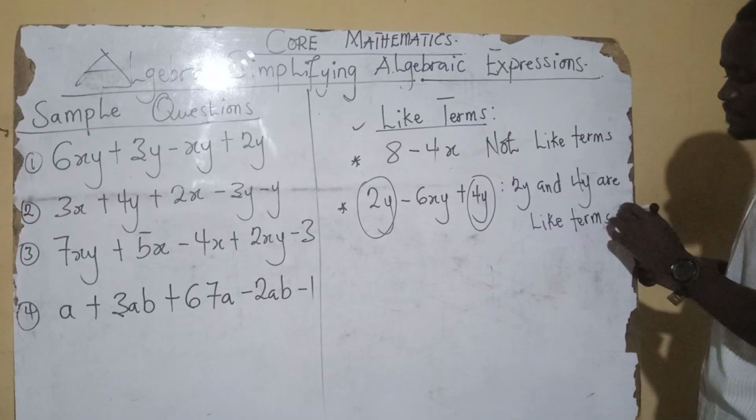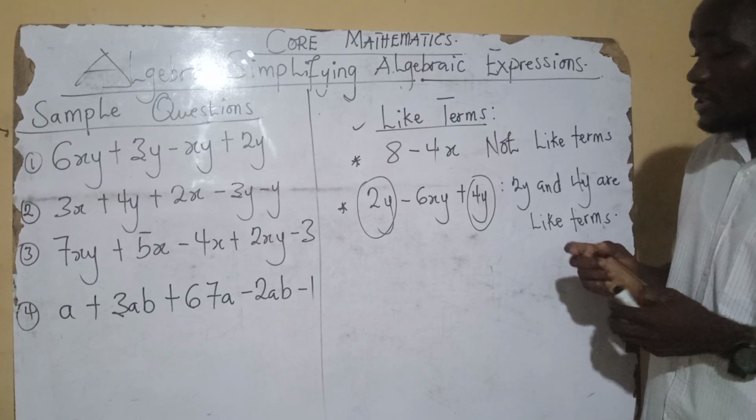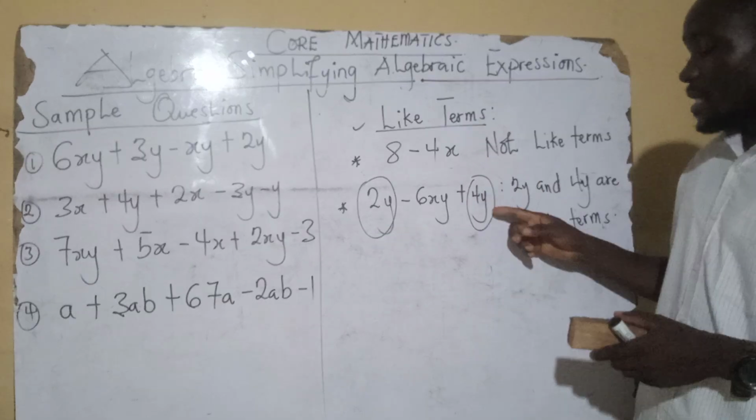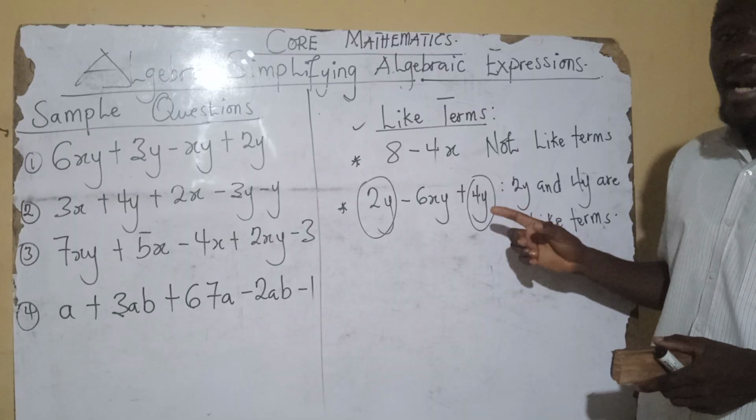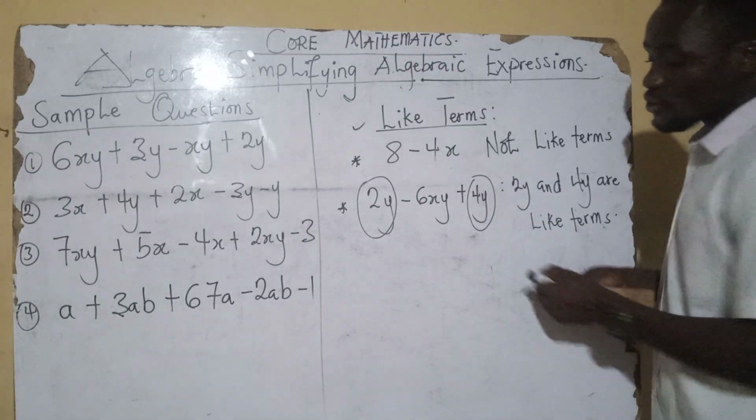I believe you are following me. Yes. So the 2y and then the 4y are like terms because if you look at the 2, there's a variable y attached to it. The same, and if you look at the 4, there's a variable y attached to it. Are you getting me?